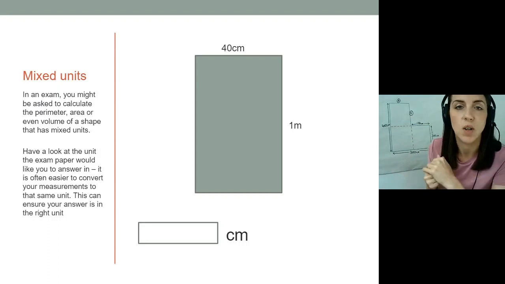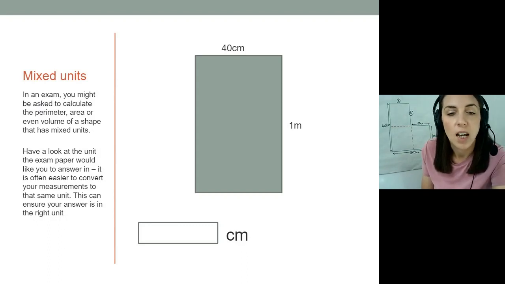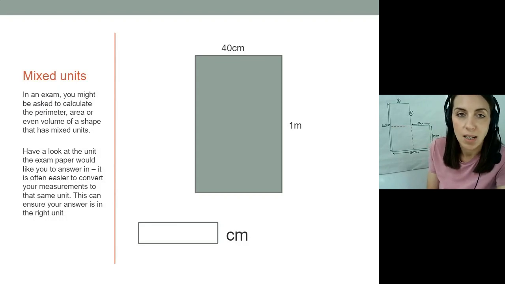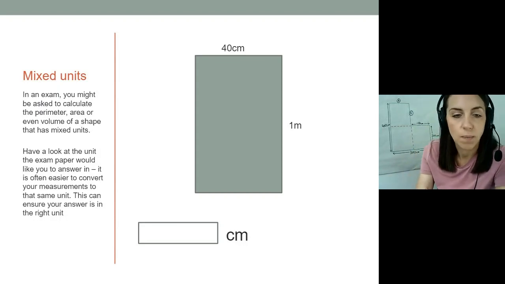Now, because the answer needs to be in centimetres, it's a good idea to convert it into centimetres and work in centimetres all the way through, because that will ensure that you do give the answer in the right unit. So in this case, I would convert 1 metre into centimetres, so I've got 100 centimetres. The opposite side will also be 100 centimetres, and then we've got the 240 centimetres as well. So we end up with 280 centimetres in total.